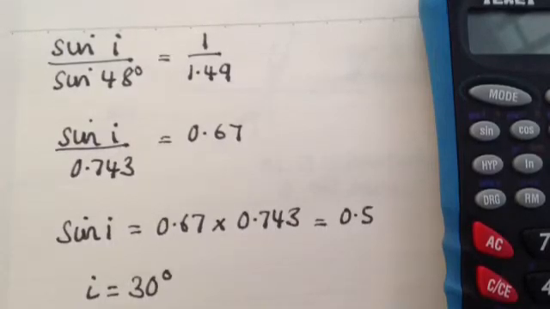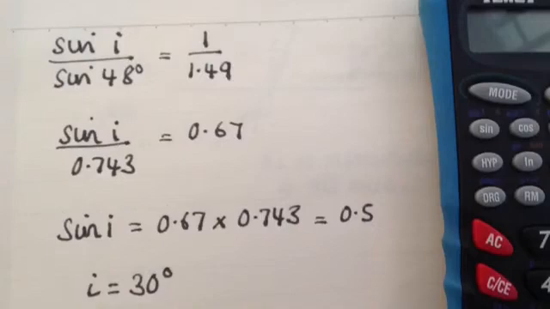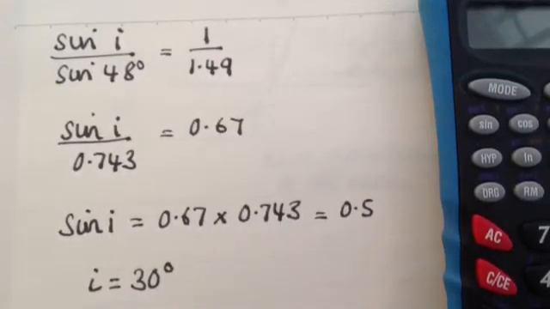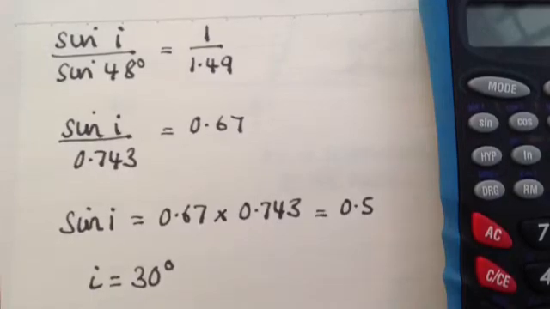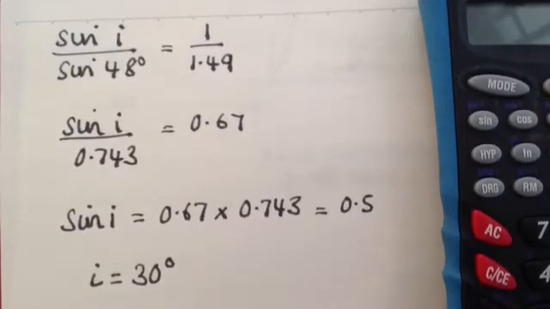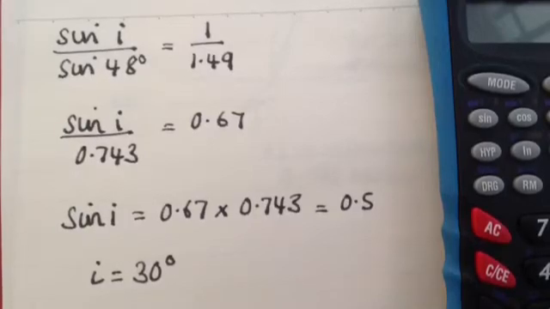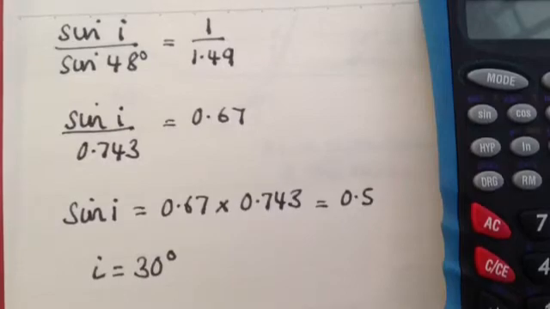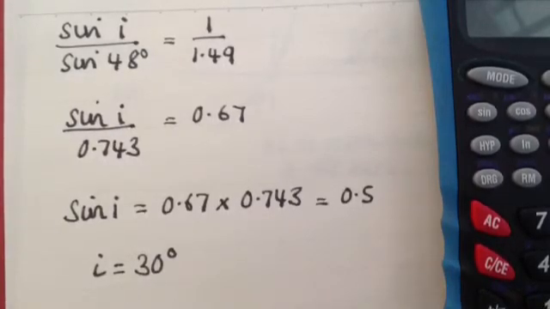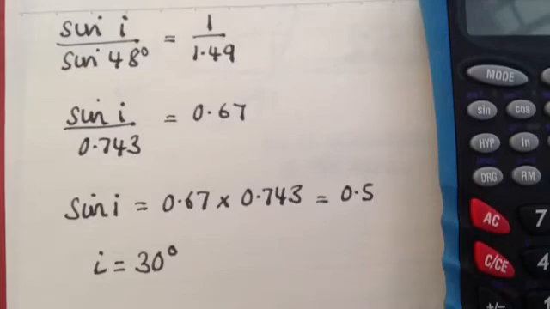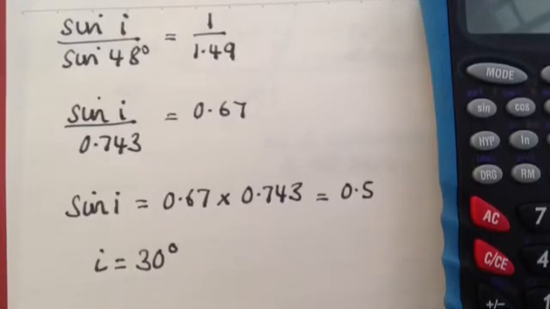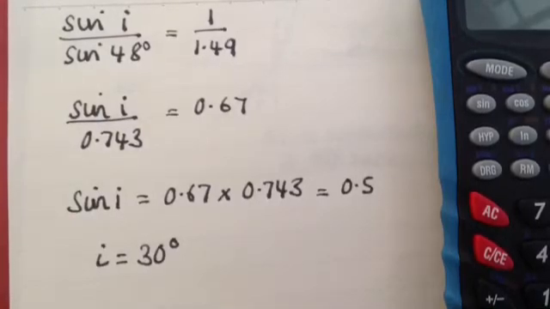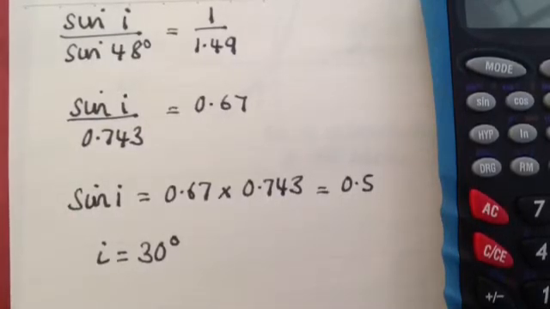I could work out where I need to shine the light in. Sin I divided by the sine of 48 will be equal to my 1 divided by 1.49. So the sine of I divided by 0.743 is equal to the 0.67 that we've seen before. Sin I can then be rearranged so that I times together the 0.67 and the 0.743, giving me a value of 0.5. And when you inverse sine 0.5, you find the angle of incidence needs to come in at 30 degrees.